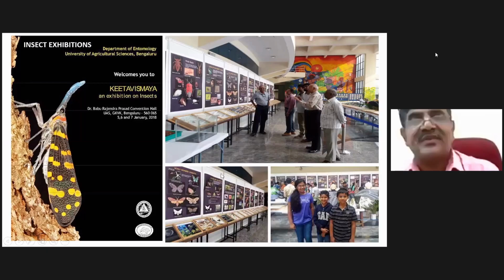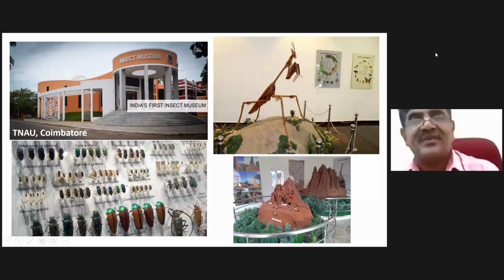Similarly, there are some insect museums, such as the one located in Tamil Nadu.